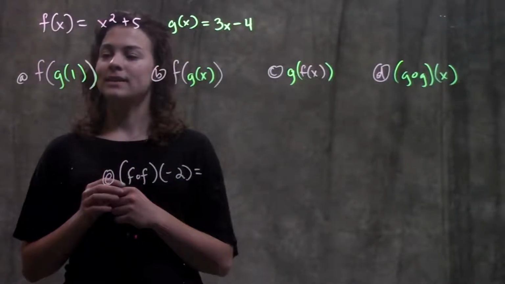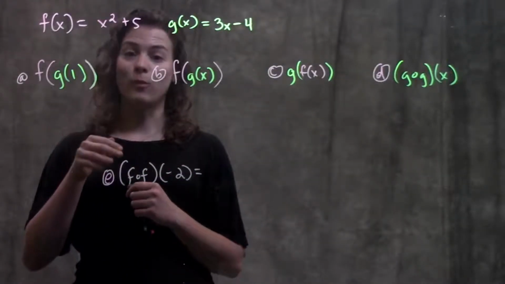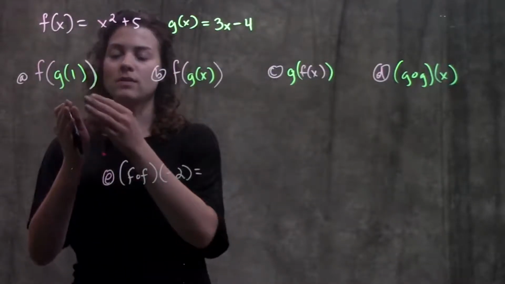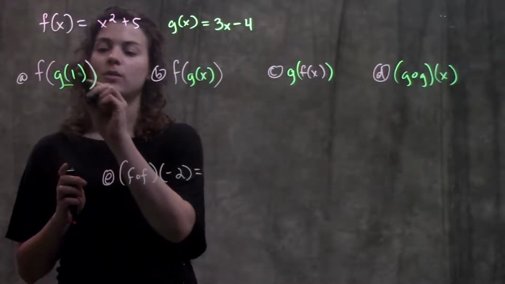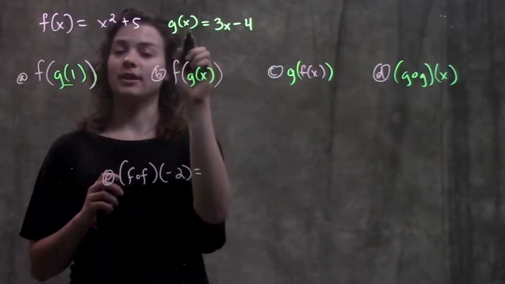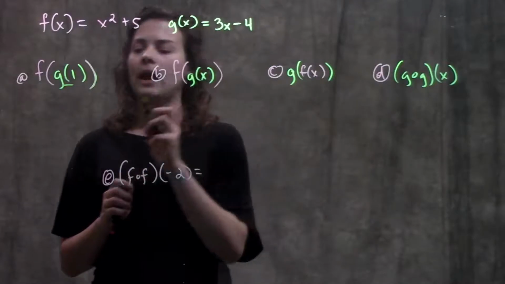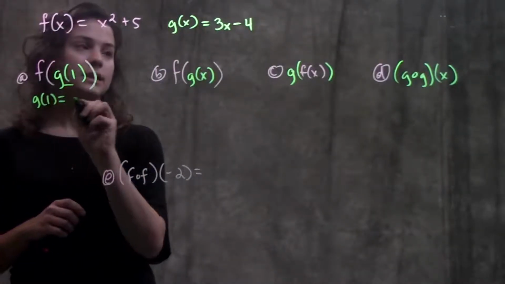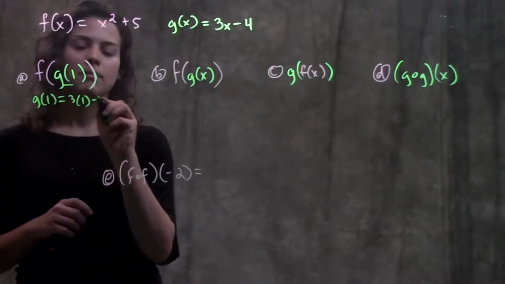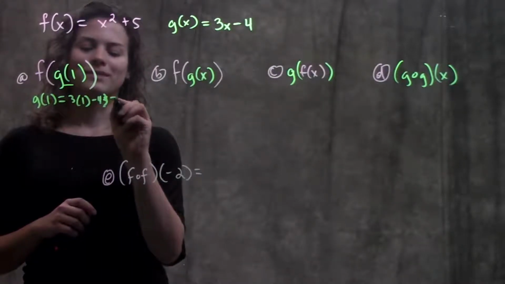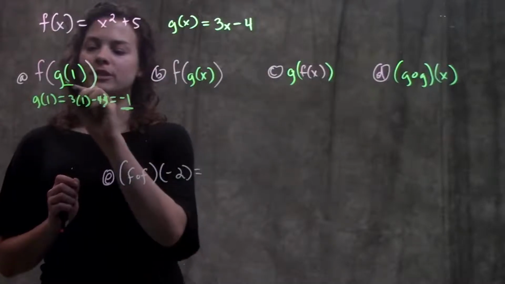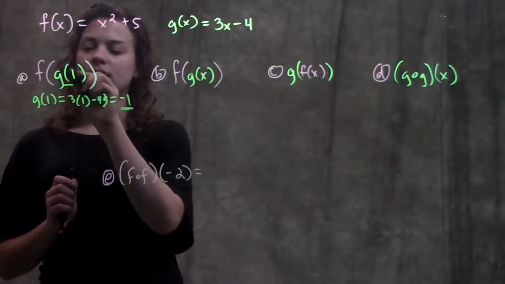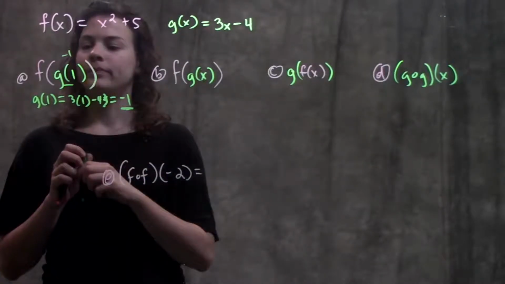Starting with part A, it's asking for f of g of 1. So we're going to start with this inside part and find g of 1. In other words, plug in a 1 wherever we see an x in our function g of x. When we do that, we get that g of 1 is equal to 3 times 1 minus 4, which will equal negative 1. And now we have this value for g of 1. So we can say g of 1 is equal to negative 1.